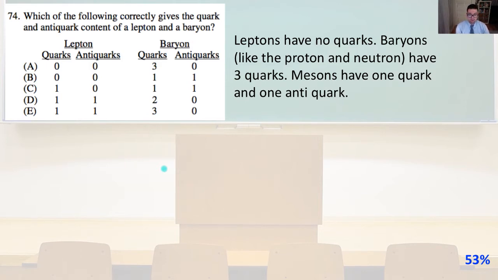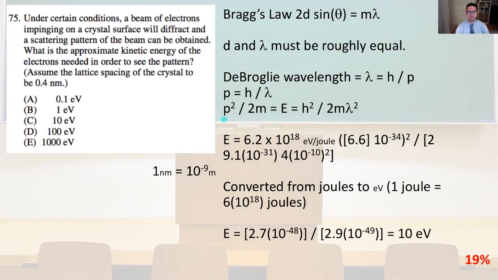74. Which of the following correctly gives the quark and antiquark content of a lepton and a baryon? So, leptons have no quarks. Baryons, like the proton and neutron, have 3 quarks. And just for the record, mesons have 1 quark and 1 antiquark. So, if we are counting quarks, then the answer is for lepton 0 quarks, 0 antiquarks. Baryon 3 quarks, 0 antiquarks. Answer A.